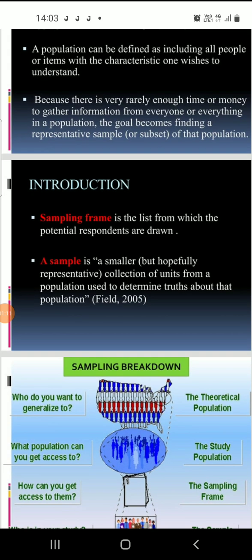So, what is a sampling frame? We have to discuss that first. Sampling frame is the list from which the potential respondents are drawn. A sample is a smaller collection of units from a population used to determine truths about the population.